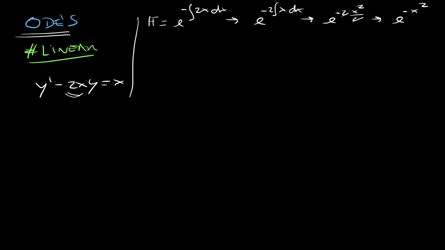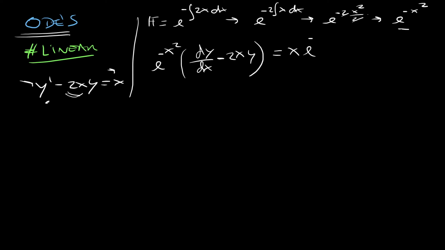The second step is to multiply both sides, so this one and this one, with the element that we have just found. So let's do that. Now we have e to the minus x squared multiplied by both sides. We can change this one to dy/dx minus 2xy, and then we have the other element from the other side. We also multiply by the element that we have just found.